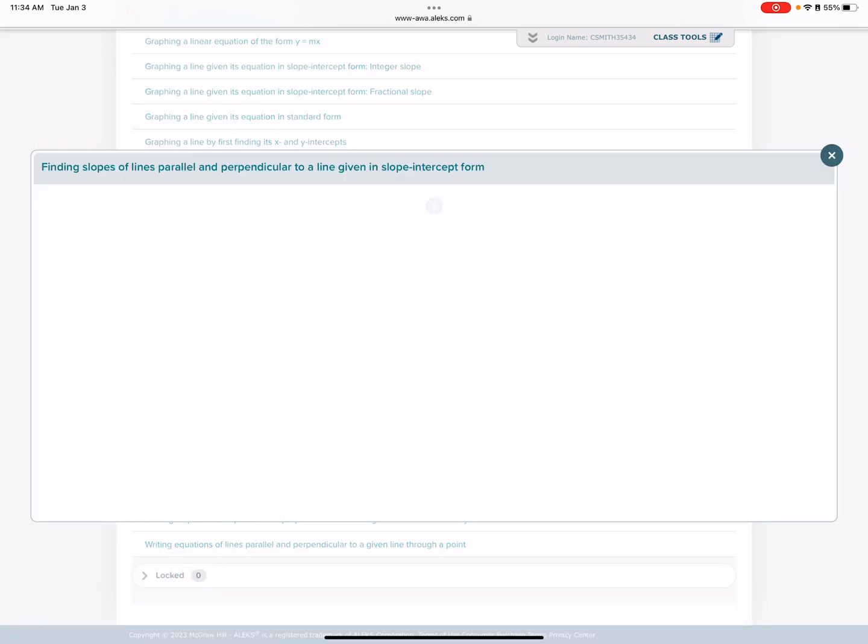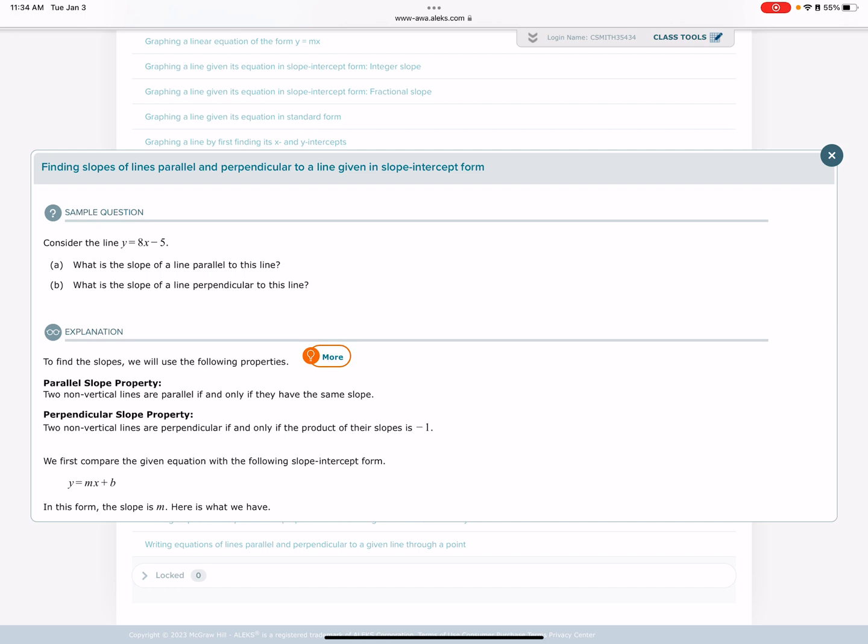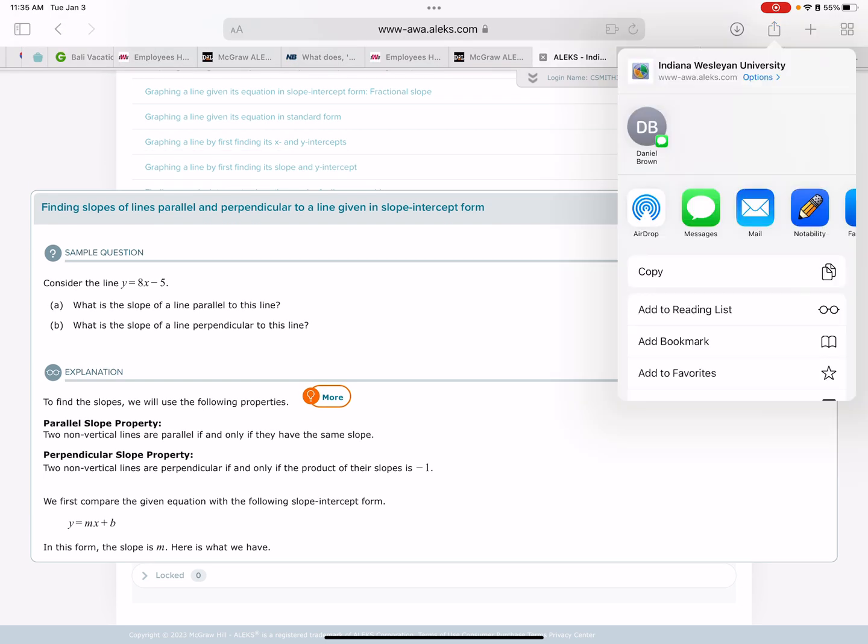Okay, finding slopes of lines parallel and perpendicular to a line given in slope-intercept form. If I ask you what's the slope of a line parallel to this line, you just look at this. Remember, parallel means same slope. What is the slope for y equals 8x minus 5? 8. Yes. So what is the slope of a line parallel to y equals 8x minus 5? Also 8.